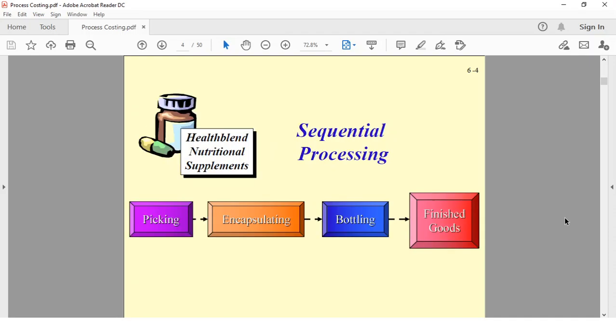We have here an example of a Health Blend nutritional supplements product. Again, in process costing, we are dealing with departments or processes. Here you can see that the product undergoes three processes or three departments before it is considered a finished good. You have the picking, encapsulating, and the bottling. Of course, we start with the picking until it becomes a finished good.